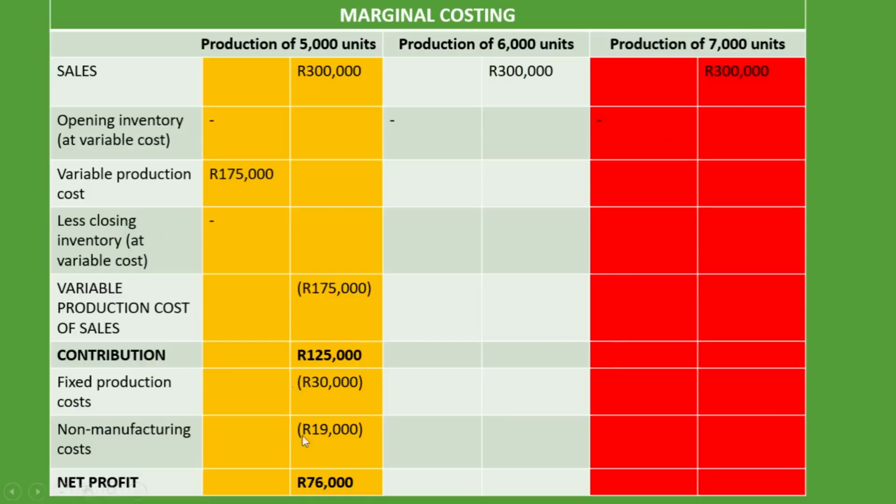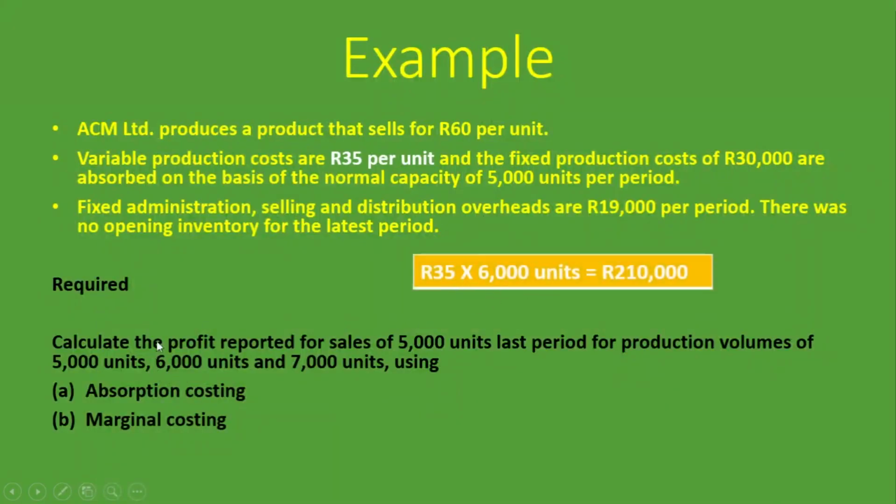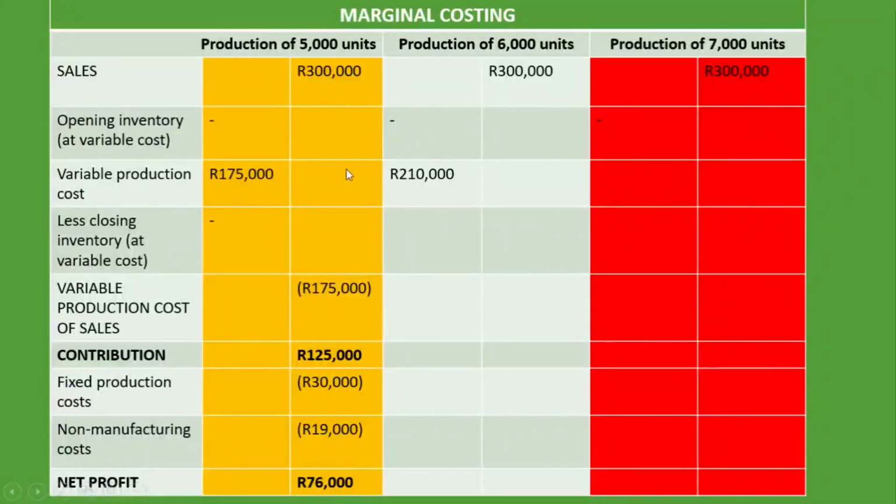Now let's look at the one where we produced 6,000 units. Remember, we still sold the same 5,000 units, so that's why we still have the 300,000 rand. We took 60 rand times the 5,000 units which we sold, and then we have no opening inventory. Now what is the variable production cost? Remember, we produced 6,000 units, and it's 35 rand per unit variable production cost. So we take 35 rand times 6,000 units, which gives us a total of 210,000 rand. So that's what to put over there.